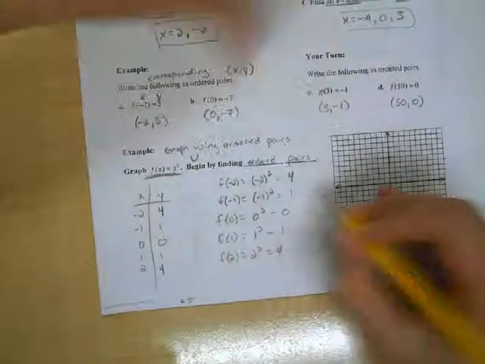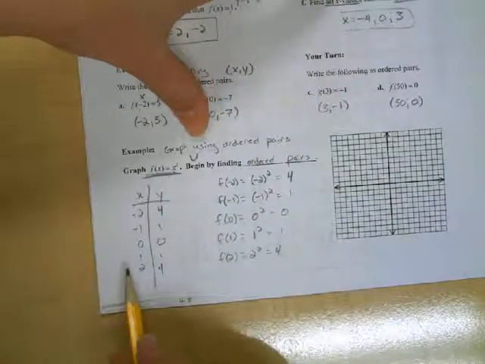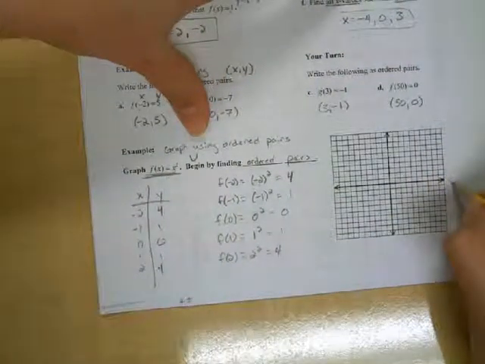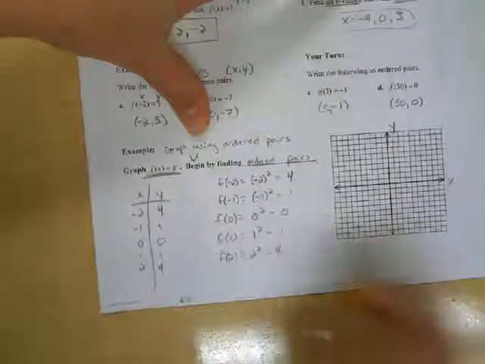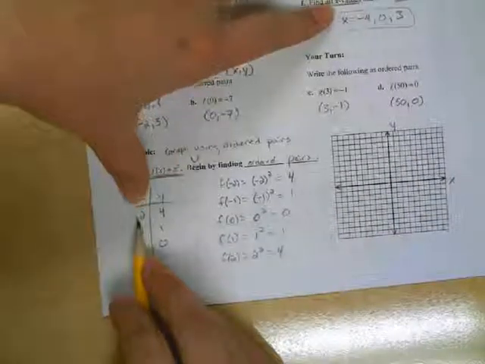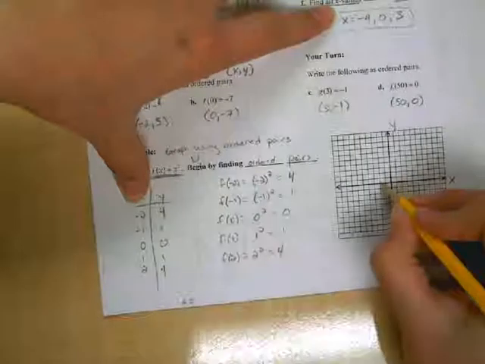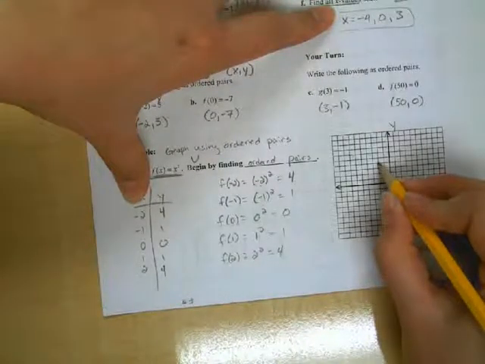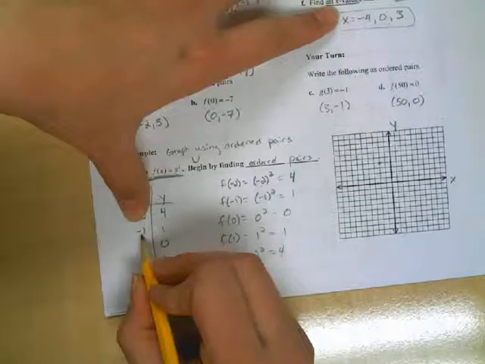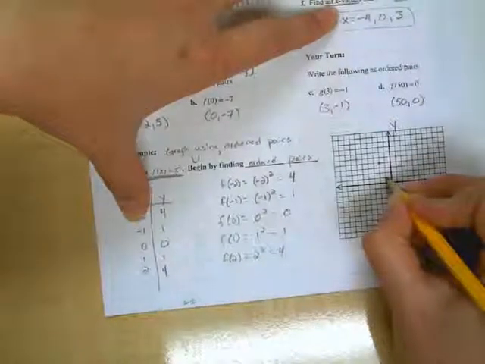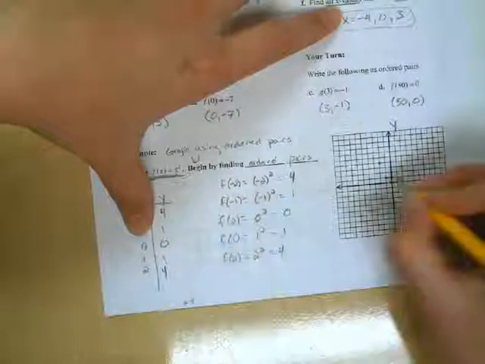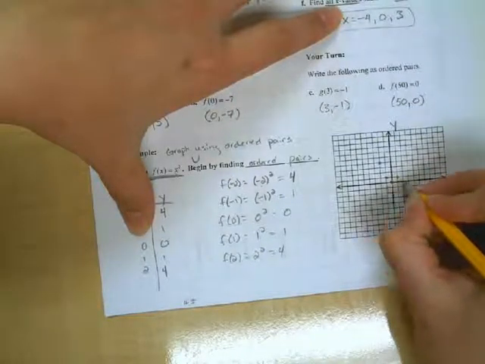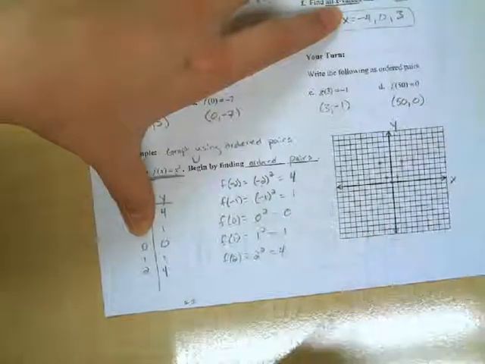Okay, and once I have my ordered pairs, I just go and plot them on the coordinate plane. Remember, this is my x and this is my y. Okay, x is horizontal, y is vertical. So when x is -2, y is +4. So I go over here to -2, +4, and I plot a point. Do it again for the next one. -1, 1. 0, 0, 1, 1, and 2, 4. Plot all of those points.